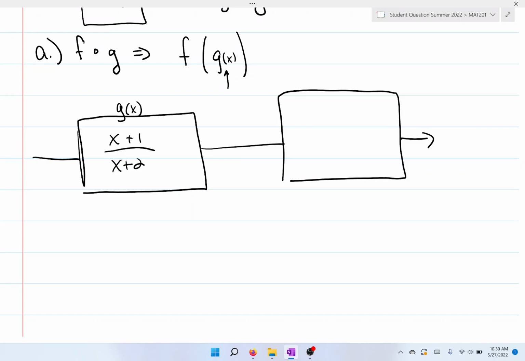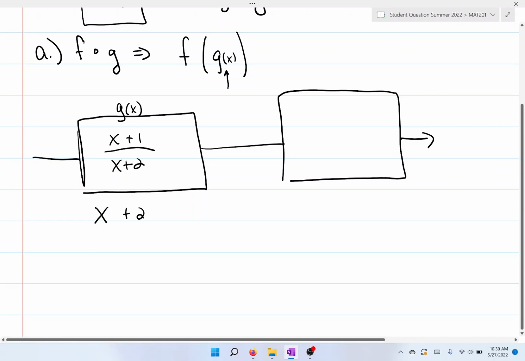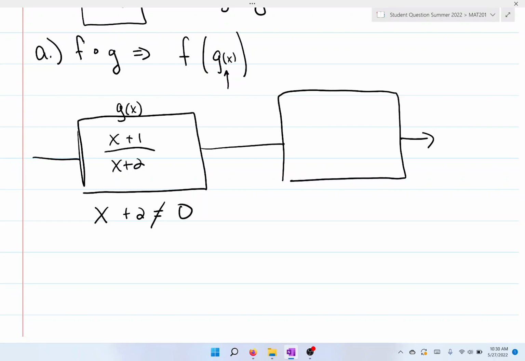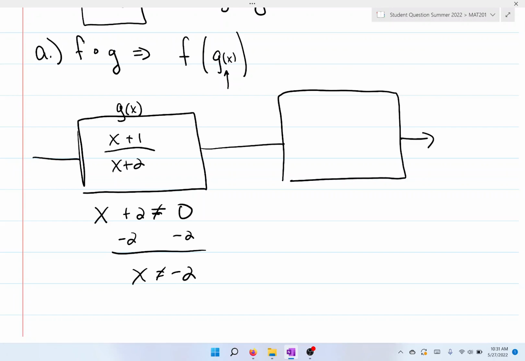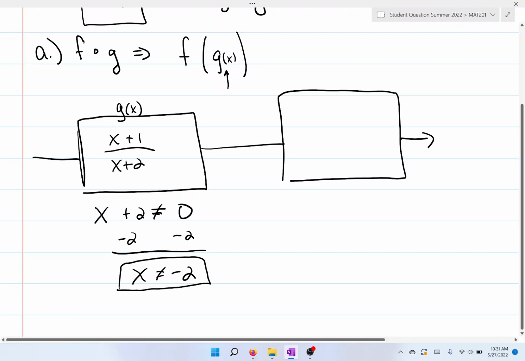All right? So we don't want our calculator to break. So we're going to set the denominator not equal to 0, because we do not want the denominator to be 0. We have to find what value of x will make that 0. So x plus 2 does not equal 0, and I solve this as if it was a regular equation, subtracting 2 from both sides. I find that the first value that I cannot use is x cannot equal negative 2, and I'm going to put a little square around that.